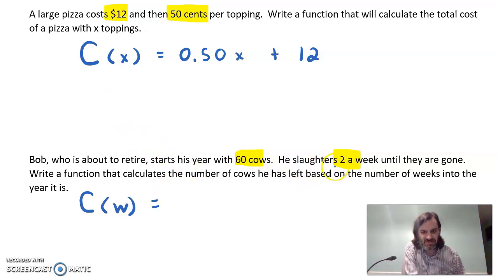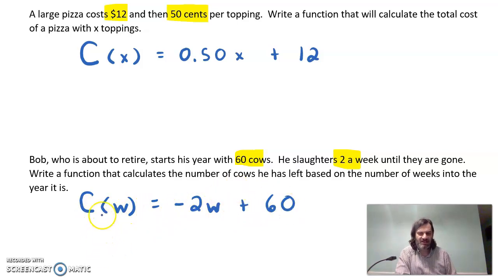So let's see here. What is changing here? He is losing 2 cows per week, so we can write that as minus 2 per week. And then we're starting with the 60. So from the 60, we're taking away the 2W. So we could write C of W equals negative 2W plus 60. And there's nothing wrong with that.